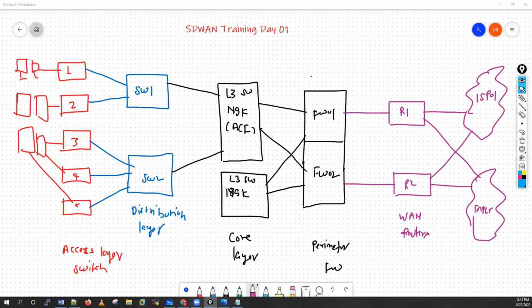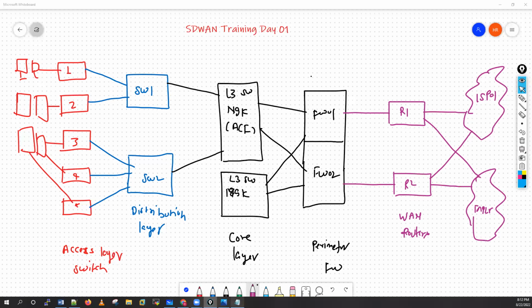Any questions on that? If you have any question, just write in the chat. Did you understand the SDN solution for access layer and distribution layer switches? Did you understand the SDN solution for your core layer switches? Did you understand the SDN solution for WAN routers, guys?